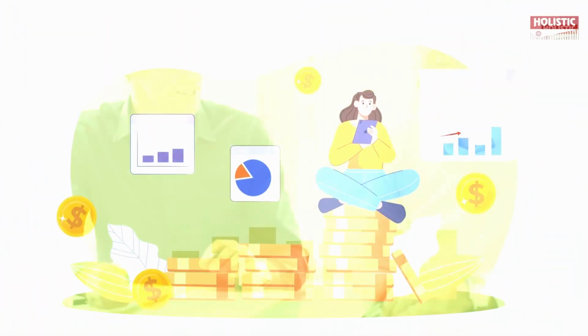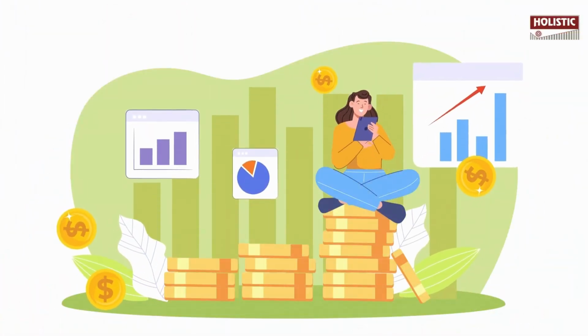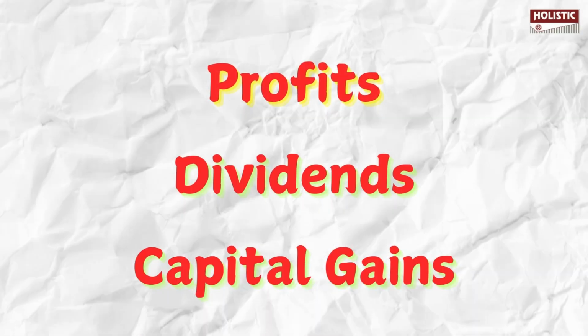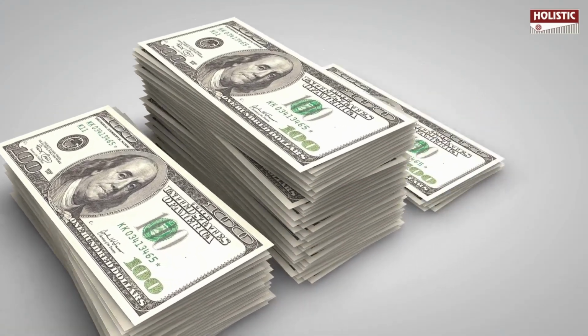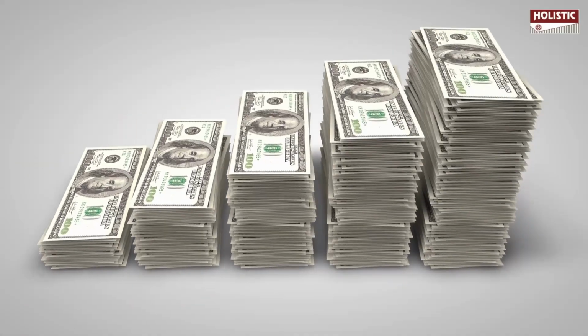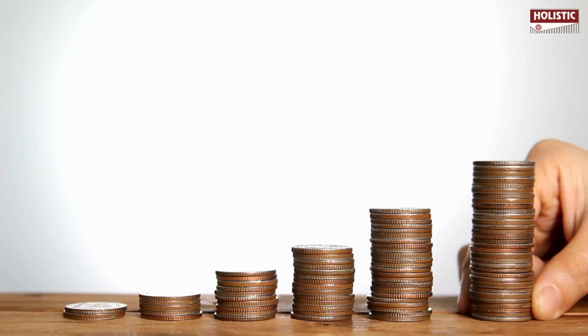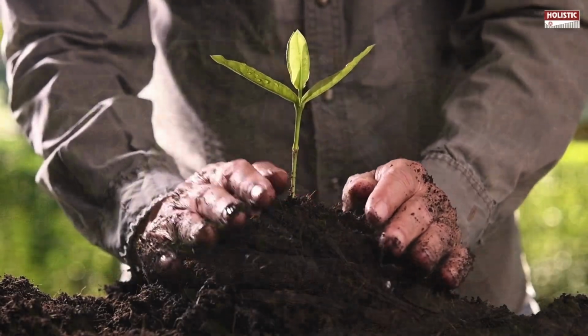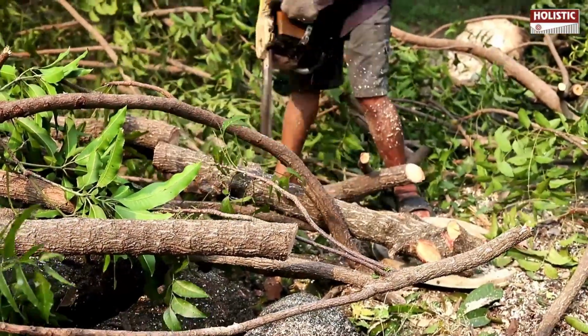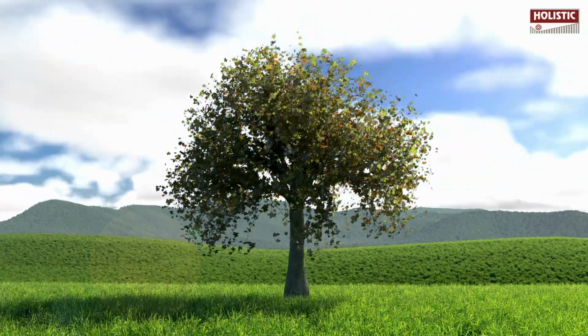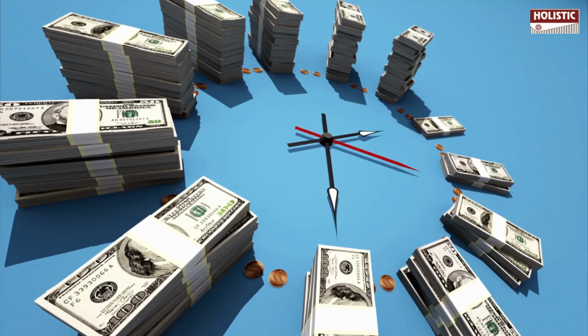So the growth option in mutual funds is all about long-term wealth creation. So here's how it works. Instead of receiving periodic payouts, all the profits, dividends and capital gains are reinvested back into the fund. Over time, this leads to compounding, meaning your money grows faster because you're earning returns not just on your principal but also on previous gains. Think of it like planting a tree. Instead of cutting its branches, which is taking out profits, you let it grow freely. Over time, the tree gets bigger and provides more shade, just like your investment grows over the years.